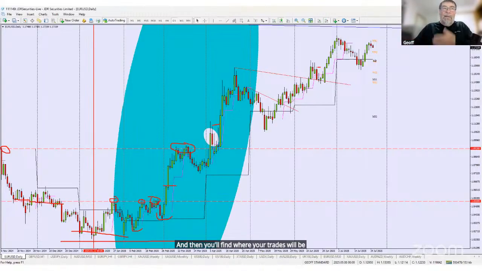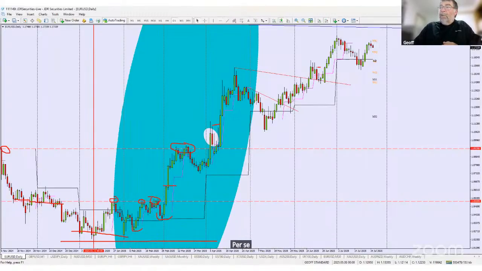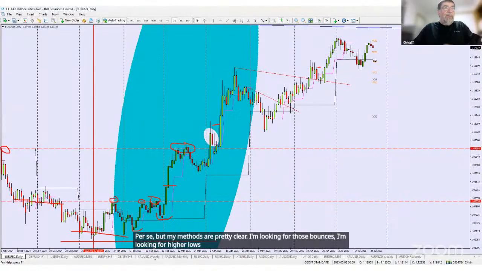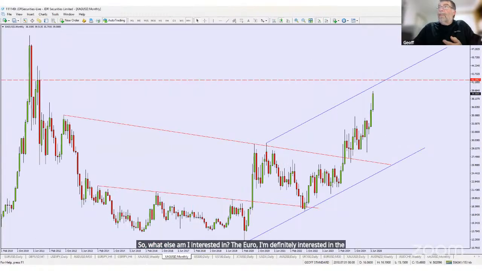Again, I'm not here to give you methods of getting into the market per se, but my methods are pretty clear. I'm looking for those bounces. I'm looking for higher lows or lower highs, whatever the case may be, and retests of the previous level. So what else am I interested in? The euro. I'm definitely interested in the euro.